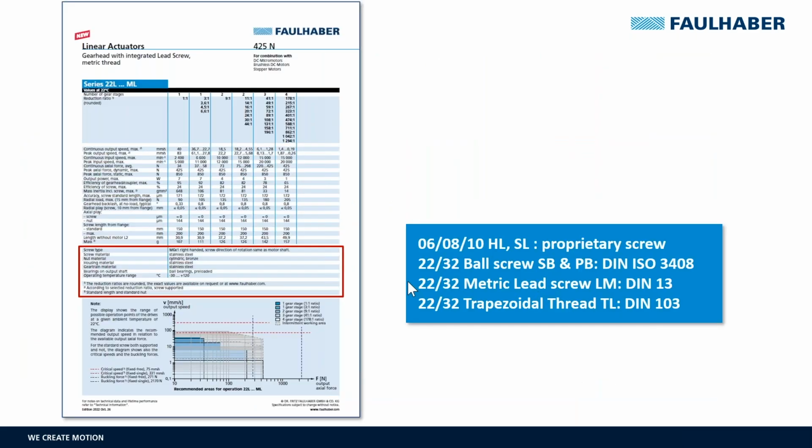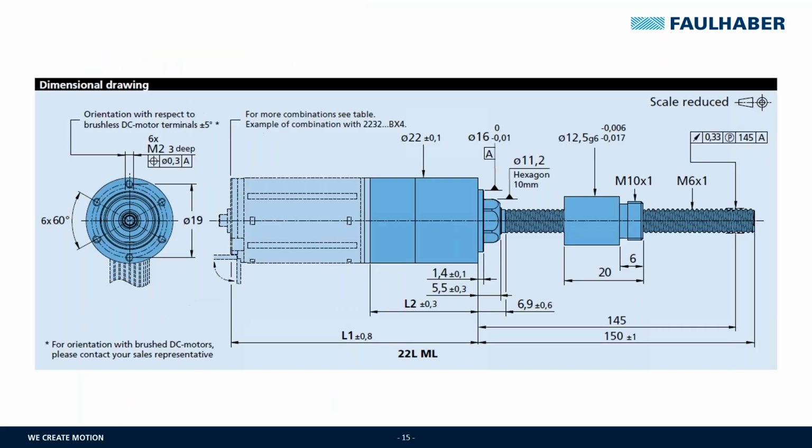This section shows information about the screw and the nut. For the small screw, we have a proprietary screw profile. For the ball screw, SB and PB, the norm DIN ISO 3408 applies. For the metric lead screw, it's the DIN 30, and for the trapezoidal screw, it's the DIN 103. The most important information to respect here is the operating temperature range. Please respect it to ensure best performance. In case you require extended operation temperature, take a look at the options or contact us.